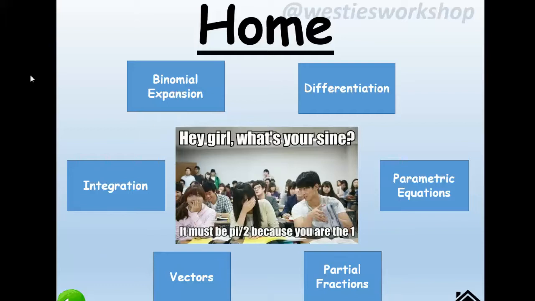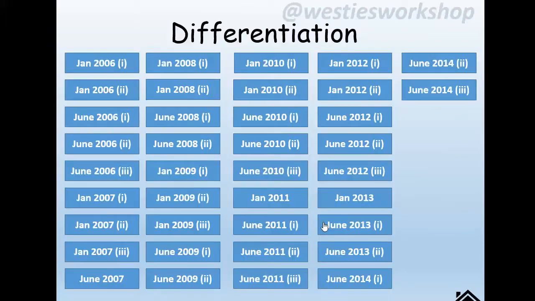Maybe I'll get one of the kids to pick a topic, or maybe I'll select it and say they go for differentiation. Then I would say to another student, pick me either January or June, and they might go for June.